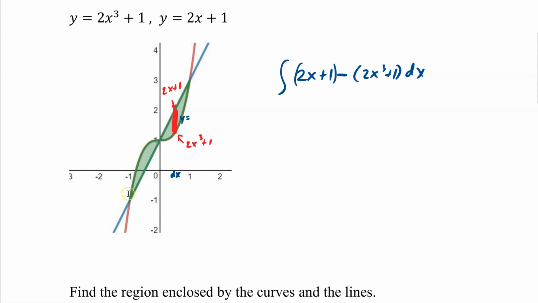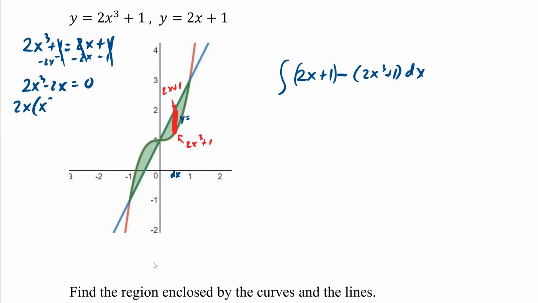And the first thought would be to go from -1 to 1. And where am I getting that? Well, we just set them equal and solve. So we go 2x cubed plus 1 equals 2x plus 1. And then we subtract everything over. And those cancel. And so we get 2x cubed minus 2x equals 0. Factor out the 2x, and x squared minus 1 equals 0. So 2x, x minus 1, x plus 1 equals 0. So x equals 0, x equals 1, and x equals -1. So we actually have 3 points of intersection.